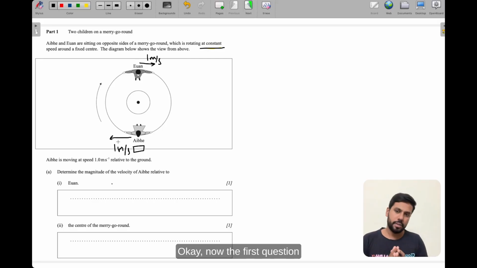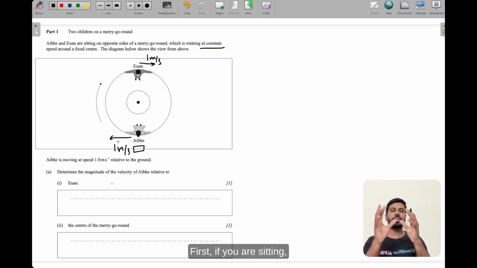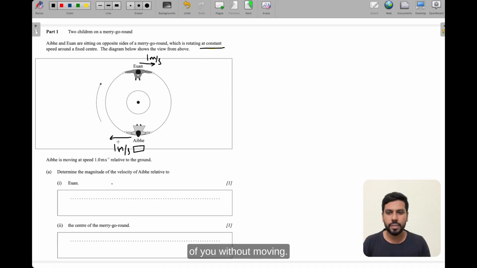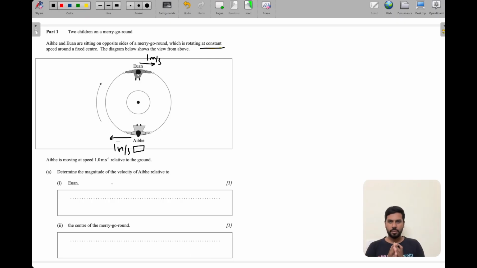Now, the first question asks you to determine the magnitude of the velocity of Abe relative to Eon. There are two possible answers here, and you should know why two possible answers exist. First, if you are sitting as Abe and looking at Eon, you will basically see Eon just sitting in front of you without moving. So relative to Abe, Eon is not moving because he's exactly opposite.